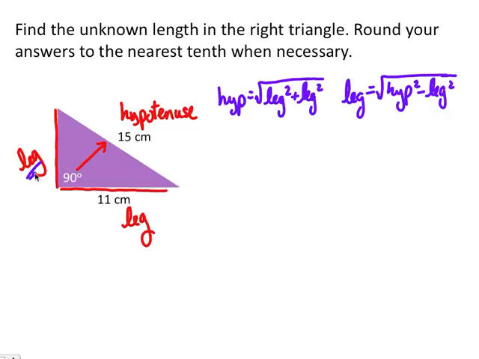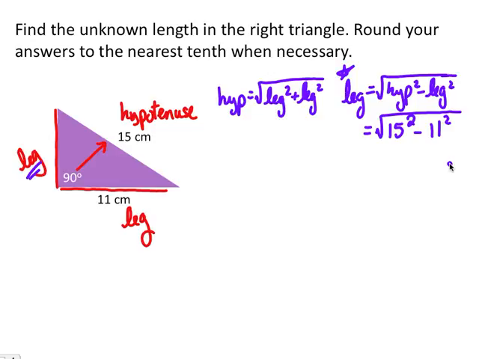We're trying to find a leg, so we're going to use the second formula because it says a leg equals, and then it tells us what to do. So we're using this one. And we just need to plug in the numbers that it gave us. So the hypotenuse, we have to know which side that was. That was the 15. That squared minus the leg squared, the one we do know is 11.